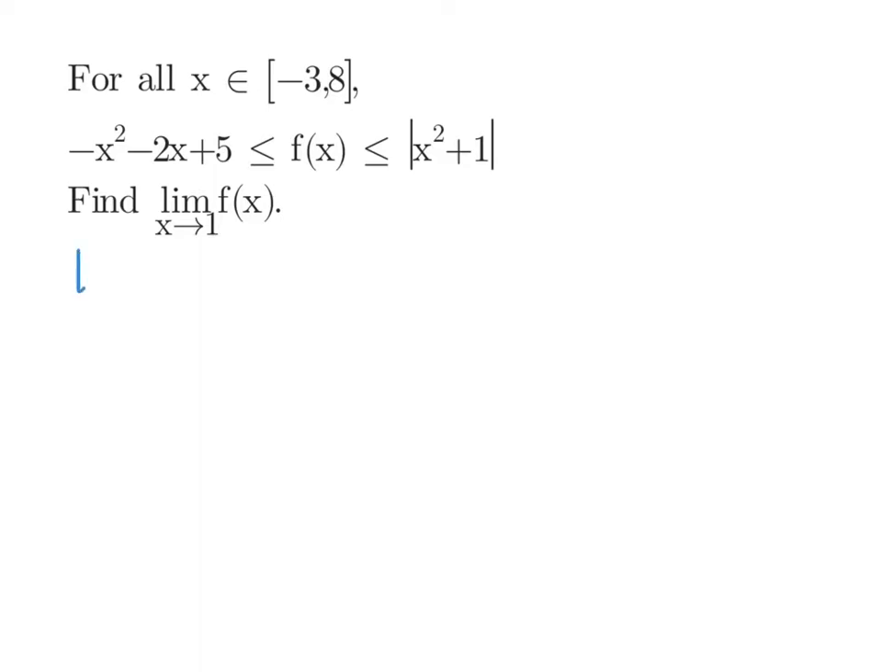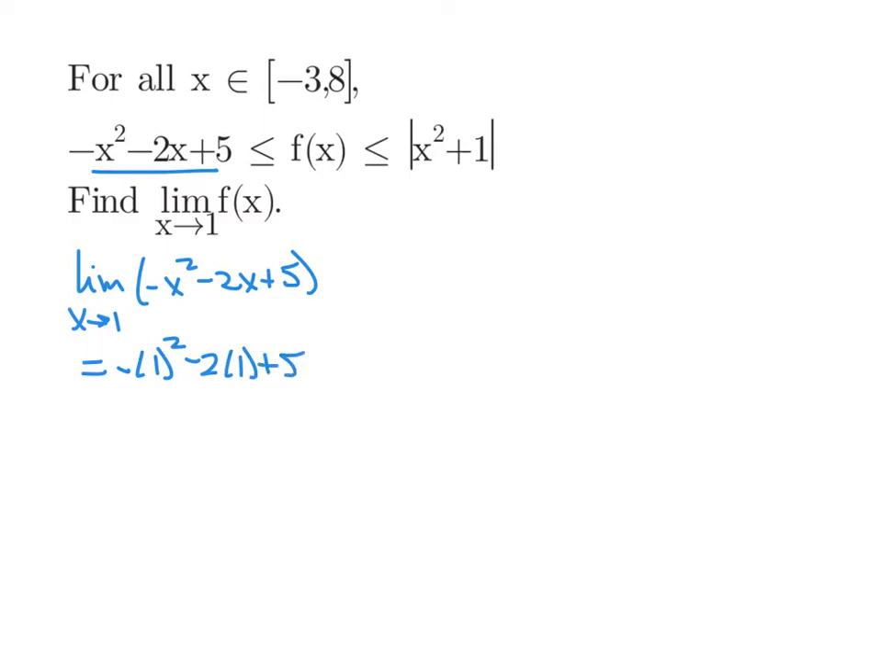So take a look at the limit as x approaches 1 of our first function here, negative x squared minus 2x plus 5. Now that's a quadratic, which means it's nice and smooth and continuous over its entire domain. It also means that to evaluate this limit, all we have to do is substitute 1 in for x. And that'll give us a value of 2. Now, this alone does not mean that the limit of f of x as x approaches 1 is also 2. All right? We know that f is in between these two functions, and I know the limit of the first function, but we also have to show that the limit of the second function is the same.